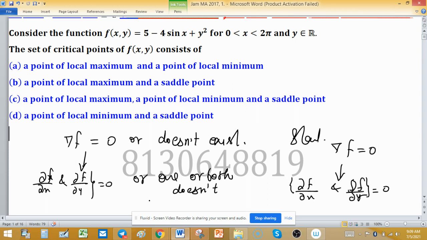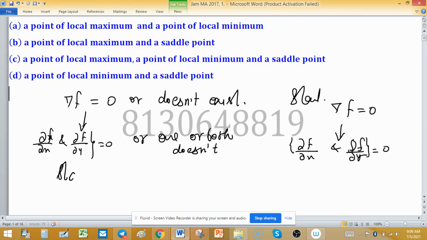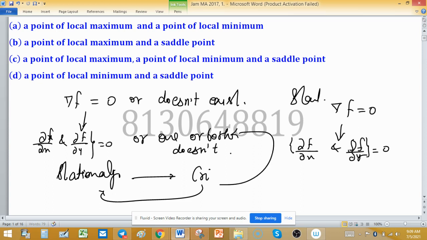So this is the meaning of a critical point, and I try to relate it to a stationary point. All stationary points are critical points, but not all critical points are stationary points, because critical points have one extra condition, where one or both partial derivatives don't exist.